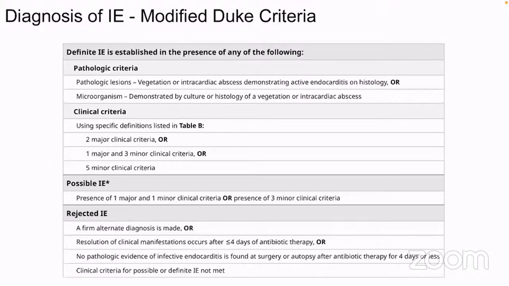For rejected infective endocarditis, there should be another diagnosis, or resolution of clinical manifestations after four days of antibiotic therapy, or no pathologic evidence of infective endocarditis found at surgery or autopsy, and the clinical criteria for possible or definite infective endocarditis are not met.